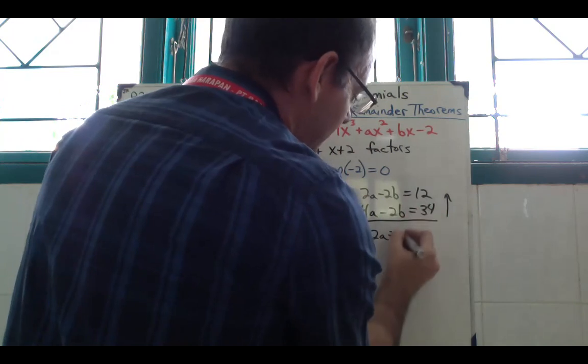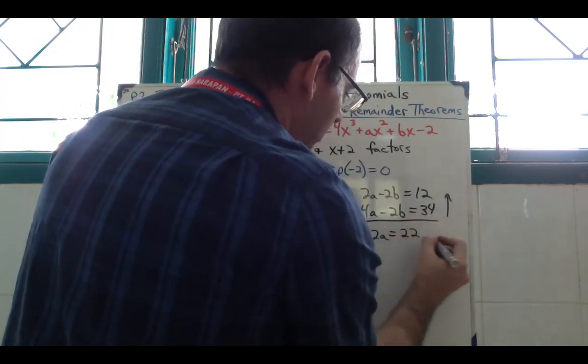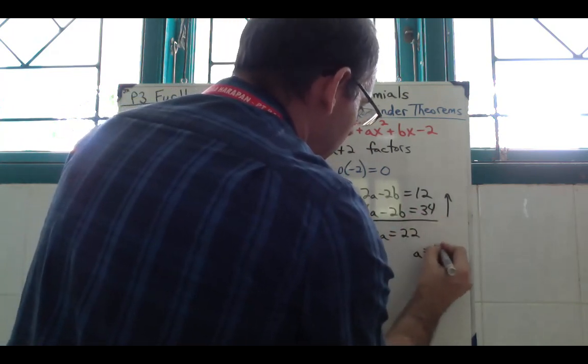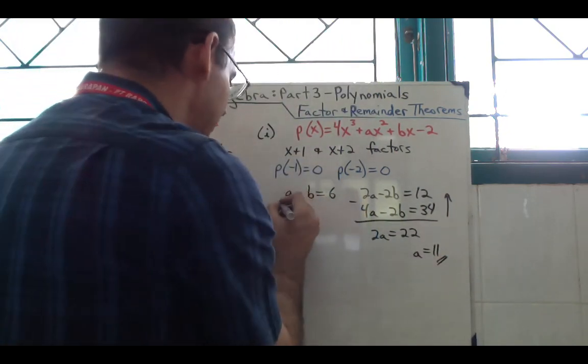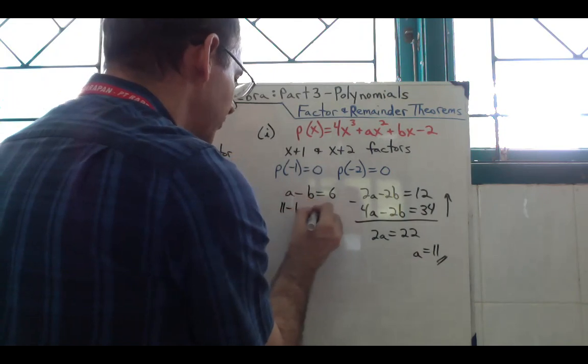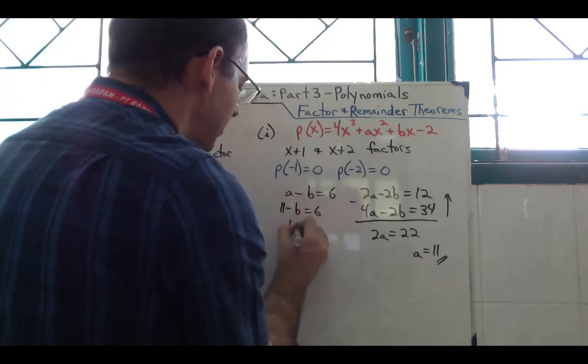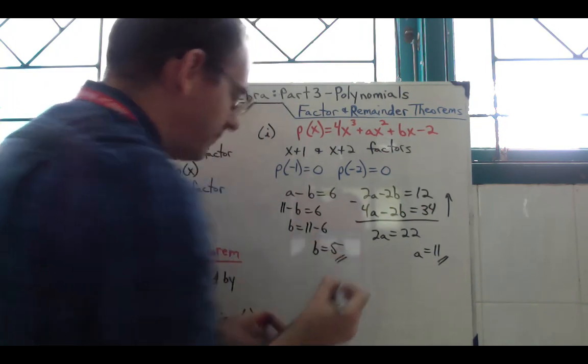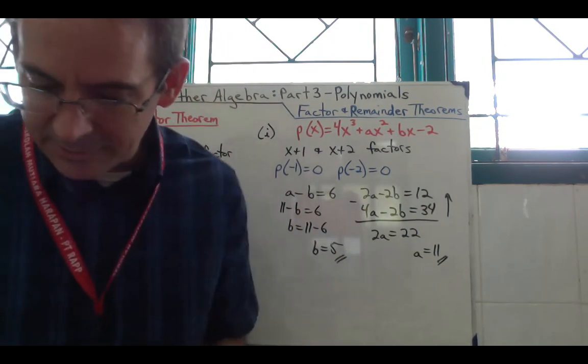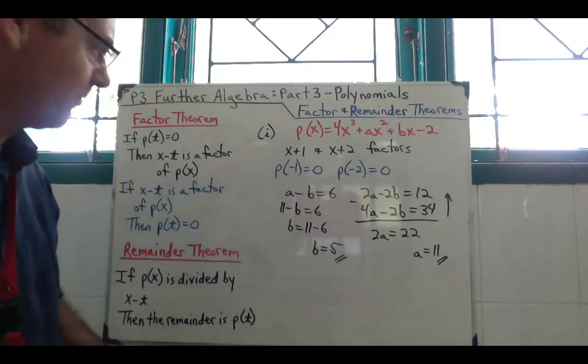So if we subtract these going up so that we end up with a positive here, we get 2a equals 22. So a equals 11. There's the first answer. Plug that back in here. 11 minus b equals 6. So b equals 11 minus 6, b equals 5. So 11 and 5 are the answers for a and b.